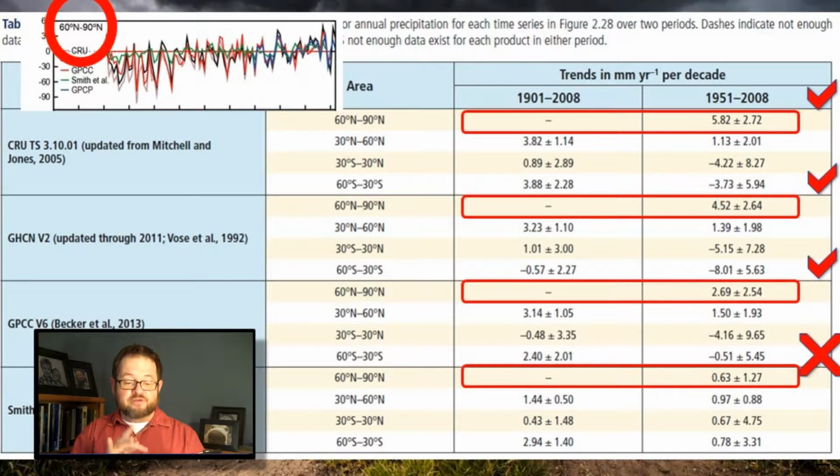These are the 4 different sets of results of the estimates of the trend from 60 degrees north to the North Pole. Now, there aren't enough data to do that for the full period of 1901 to 2008, so let's just look at 1951 to 2008. And what I've done is I put a check mark by the ones that show that there is a statistically significant trend. Okay? I put an X by the data sets that show that there is not a statistically significant trend.